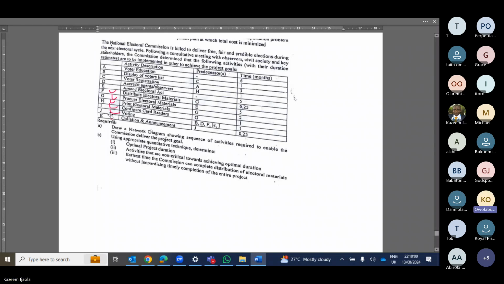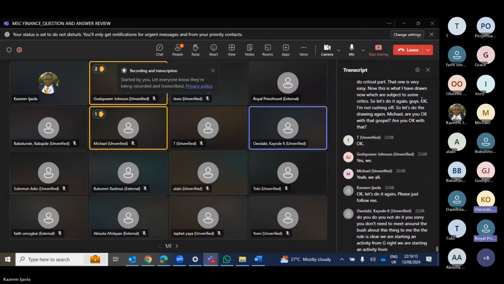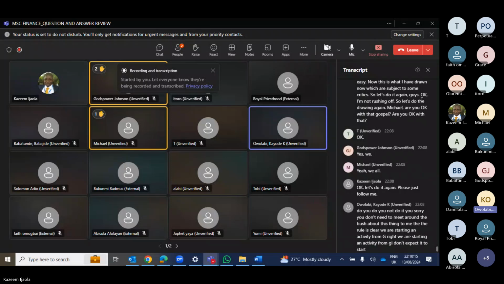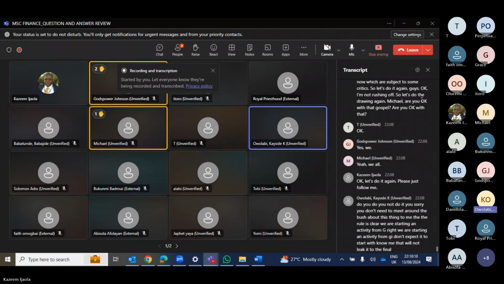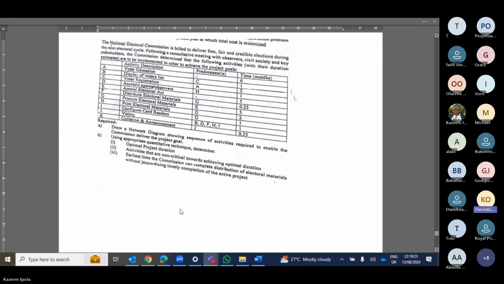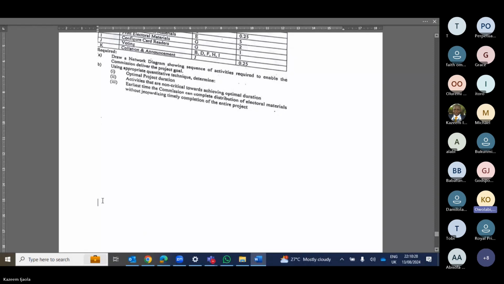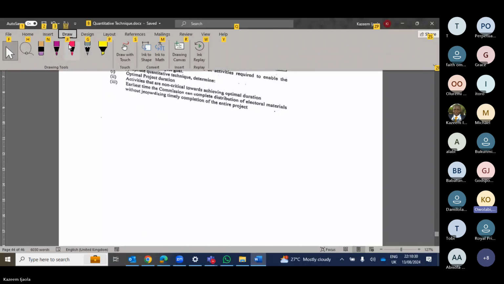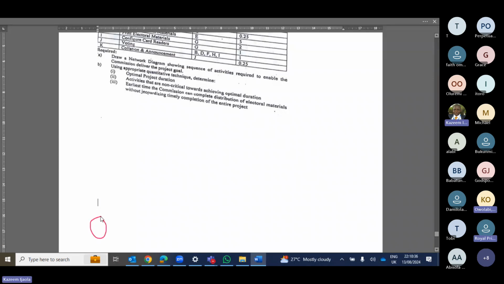We don't need to beat around the bush about this thing. To me, the rule is clear. We are starting an activity from G, right? If you are starting the activity from G, I don't expect you to start with a dummy that will not link it to the final position. What the rule says is that when an activity is starting and ending at the same point, you should introduce a dummy to link it. So if you are now saying that you should start with a dummy from the source, to me it doesn't really follow.